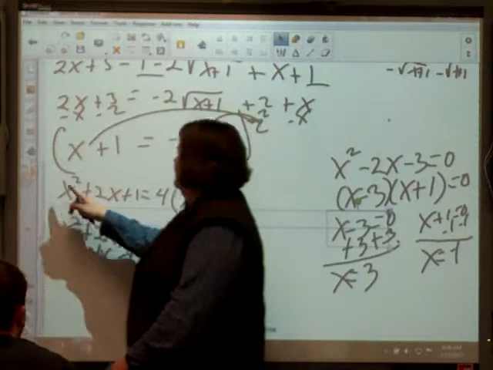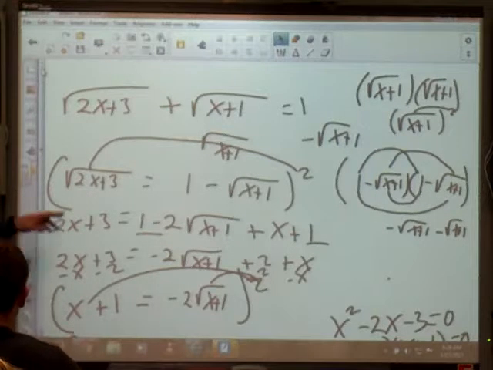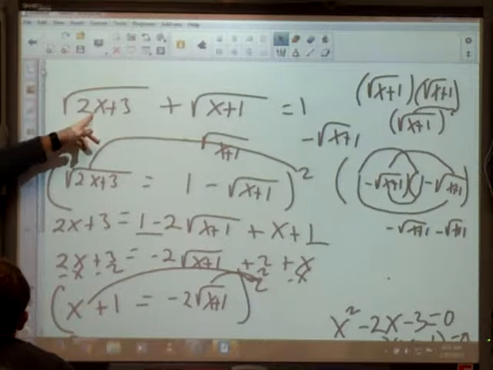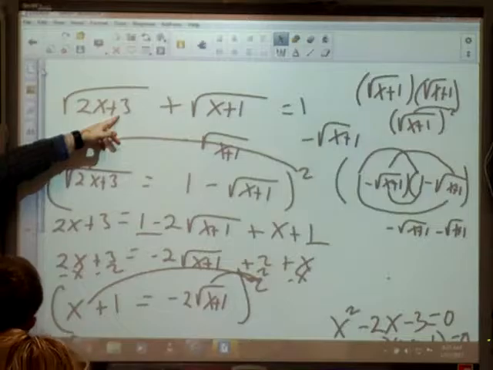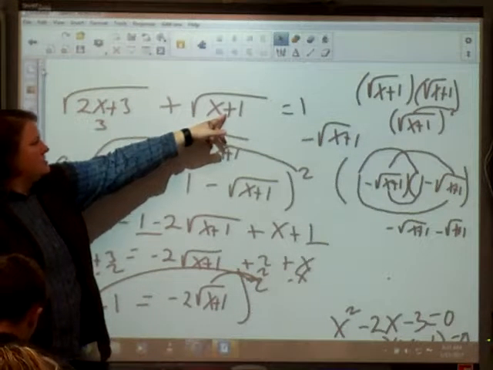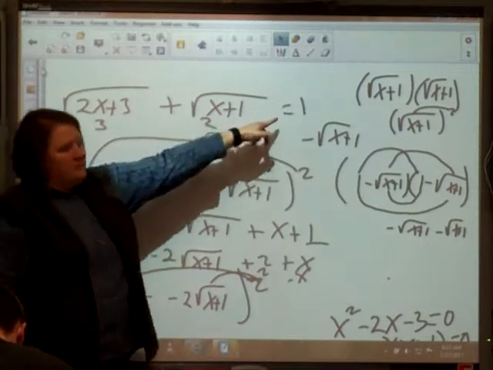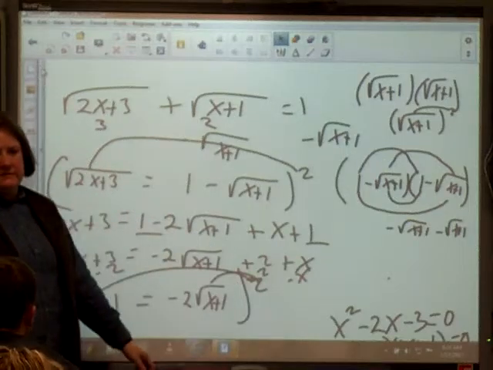Alright, let's scroll up. We got a 3 and a negative 1. Alright, 2 times, I'm checking the 3. 2 plus 3 is 6. 6 plus 3 is 9. Square root of 9 is 3. 3 plus 1 is 4. Square root of 4 is 2. Does 3 plus 2 equal 1? Nope, so 3 is no good.